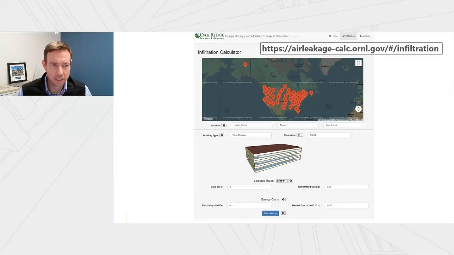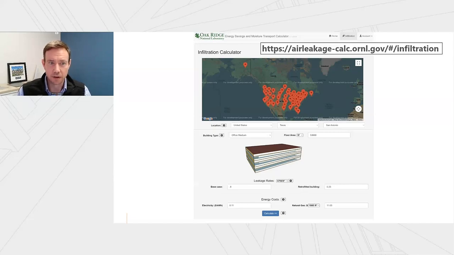Here's an image of an energy comparison tool from the Department of Energy at Oak Ridge National Labs. This is a useful order of magnitude tool for any user or owner to determine rough approximate energy savings from a reduction of air leakage. The online link is shown at the top of the slide, which is available to anyone from an online webpage.